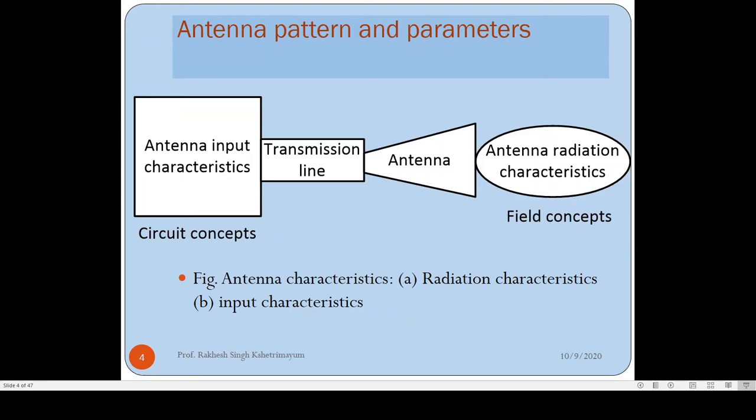This diagram shows you the input characteristics of the antenna and the radiation characteristics of the antenna. The antenna is connected to the transmission line at the end, so we can consider it as a load to the transmission line and study the input characteristics of the antenna using circuit concepts. Once the field, which was a guided wave inside the transmission line, is converted using the antenna into radiated fields, we'll look at the fields from the field concepts and study the radiation characteristics of the antenna.